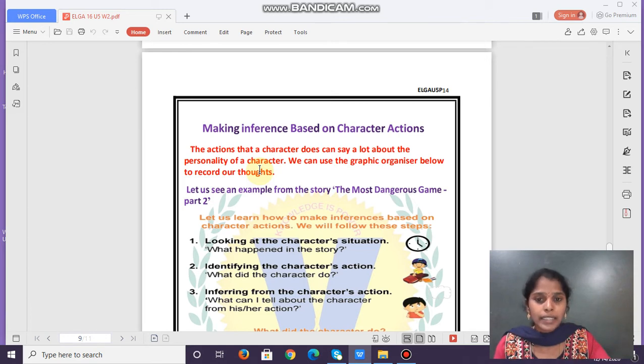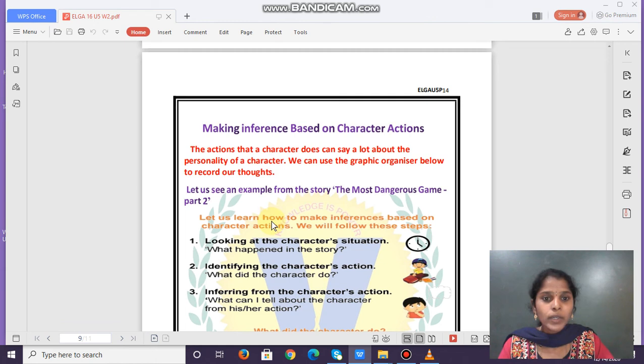We can use the graphic organizer below to record our thoughts. Let us see an example from the story, The Most Dangerous Game Part 2.